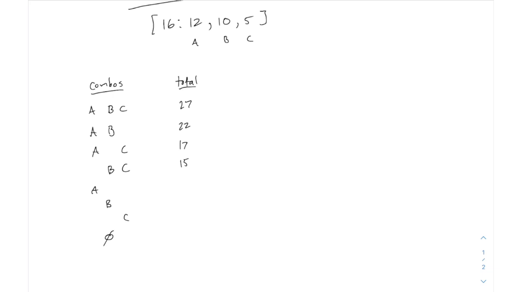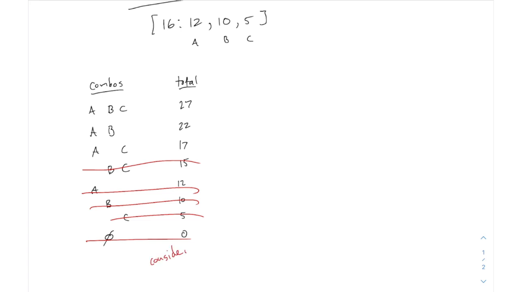I'm just adding up the total of those voters in each combination. A by itself is 12, B by itself is 10, C by itself is 5, and nobody adds up to 0. All right? And like I said, we only need to consider those which actually do add up to the quota of 16. And so actually, I don't need to consider any of these. You consider only those which meet the quota.